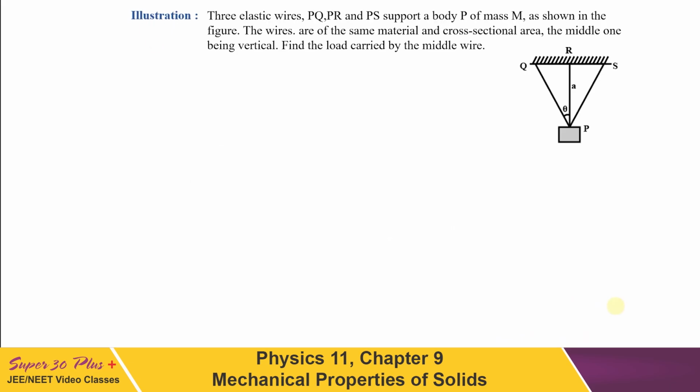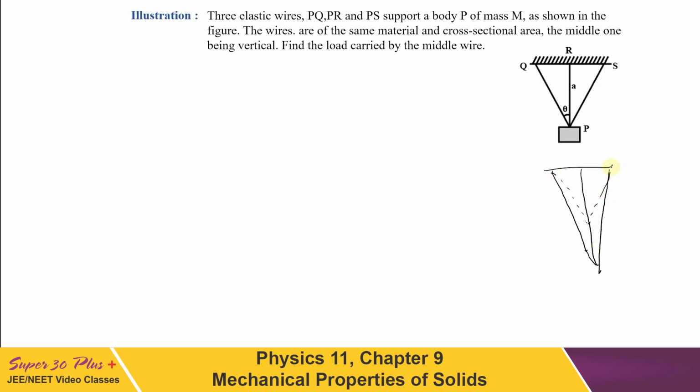Let us do one more question. Three elastic wires PQ, PR and PS support a body P of mass M as shown in the figure. The wires are of the same material and cross-sectional area, the middle one being vertical. Find the load carried by the middle wire. Let us consider the extension in these wires. So if it is the previous situation which is shown here, then of course due to hanging it will extend by a little, the whole arrangement will extend by a little. So let us draw that new arrangement when the wires have been extended.